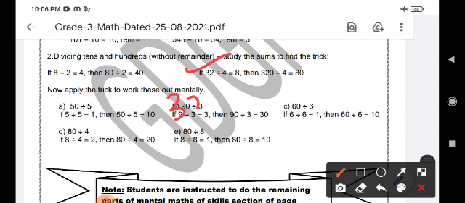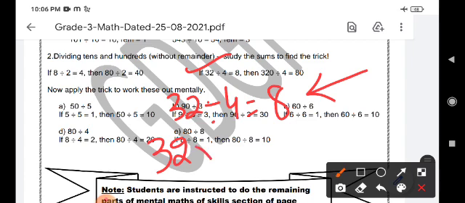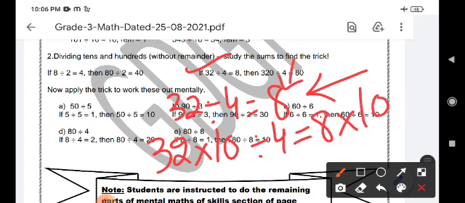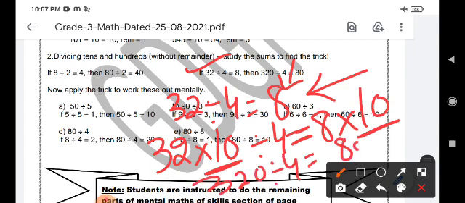Similarly, 32 divided by 4 equals 8. This is one division fact. Second division fact is what is done there. 32 has been multiplied by 10, divided by 4 as such. What will happen to this 8? We have to multiply it also with 10. Multiplication is done with 10 on both sides of the equal sign. So 320 divided by 4 will equal 80.